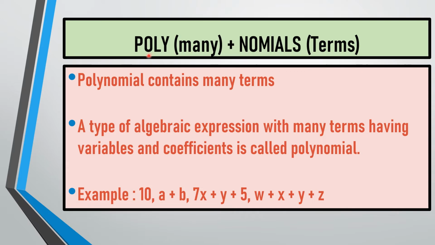Now let us see what is a polynomial. That is the title of our chapter, right? So let us see what polynomials are. Usually poly means many. You might have learned polygon. What is a polygon? Polygon is a closed figure with many sides. So there also poly means many. Nomials means terms. So an expression containing many terms is called a polynomial. A type of algebraic expression with many terms having variables, coefficients, constants, all these things is called a polynomial.